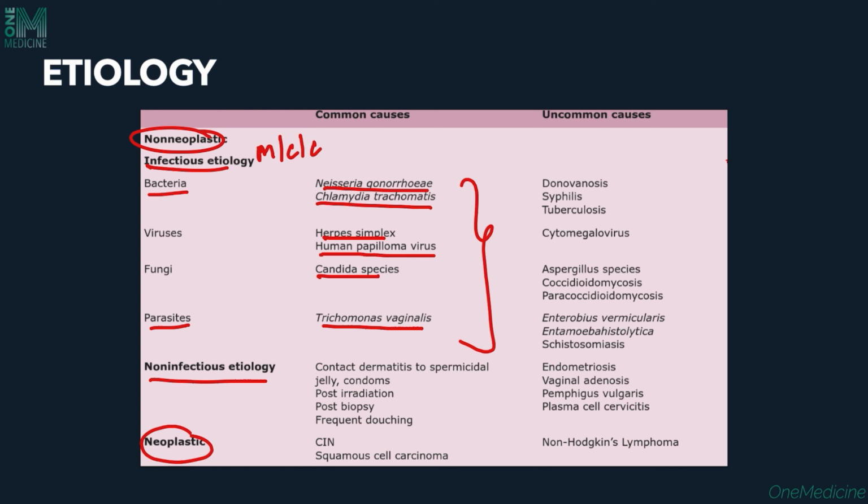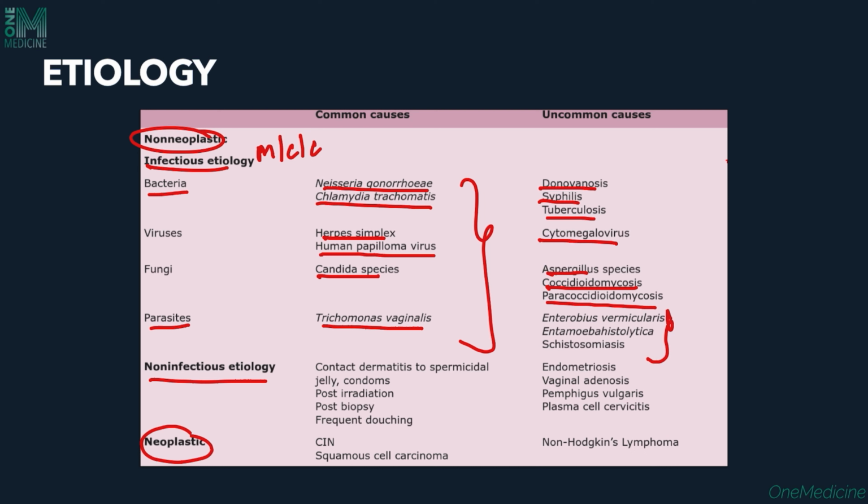The uncommon bacteria are donovanosis, syphilis, and tuberculosis. That is, any STD also can cause cervicitis. Other viruses are cytomegalovirus. Fungi would be Aspergillus, coccidioidomycosis, paracoccidioidomycosis. Parasites other than Trichomonas vaginalis can be Enterobius vermicularis, Entamoeba histolytica, and schistosomiasis. So these are the other parasites which can cause cervicitis.